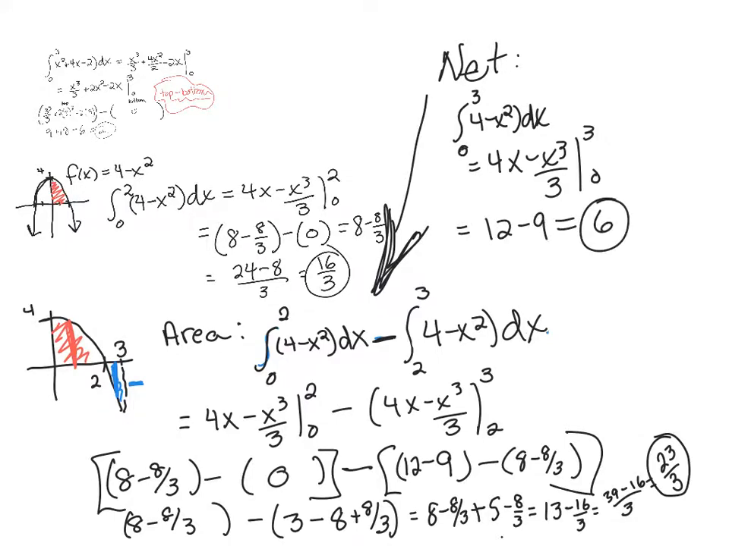Now look at the difference between the 6 and the 23/3. 23/3 is 7 2/3, so it's bigger, right? That's the difference between adding that area and getting this answer and subtracting this area from this area and getting a 6. Okay? So there you've got some examples of actual area problems and just finding the definite integral.